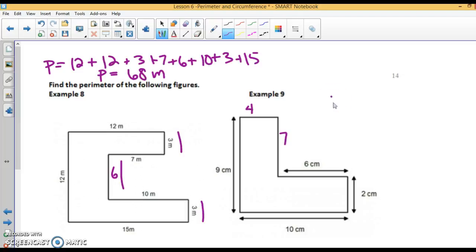So, my perimeter. Add all together. I'm going to start at 9 and go clockwise. So 9 plus 4 plus 7 plus 6 plus 2 plus 10. When I add them all together, I will get 38.